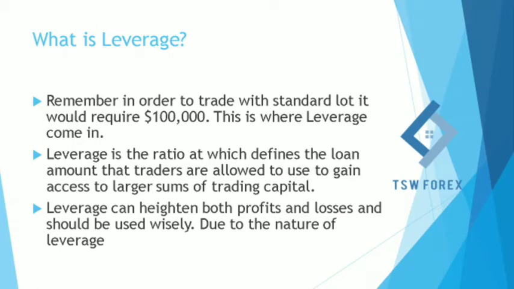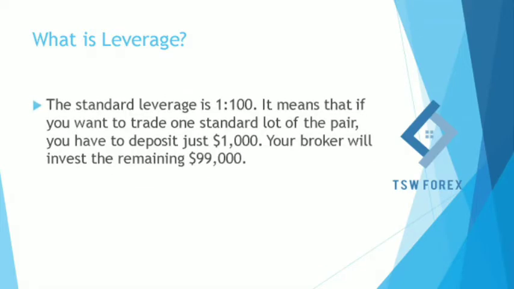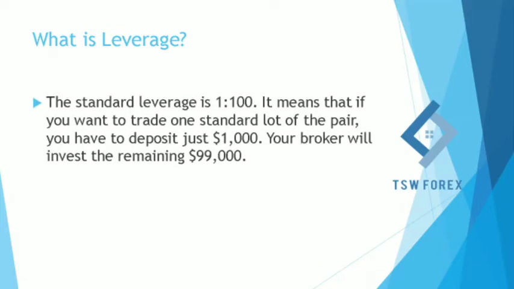Due to the nature of leverage, the standard leverage is 1 to 100. It means if you want to trade one standard lot of the pair, you would have to deposit $1,000. Your broker will invest the remaining $99,000.